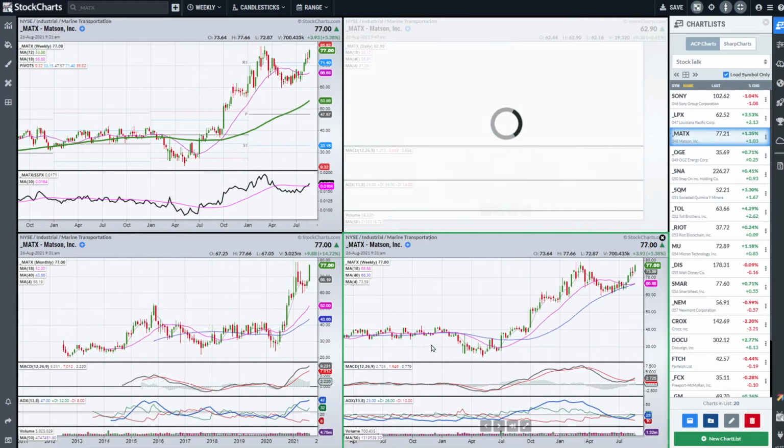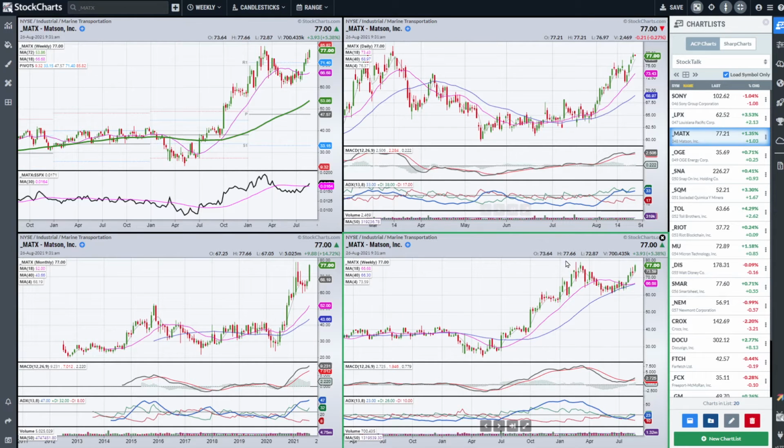MATX. And so this one actually went through the proper pullback where the moving averages came together before it got going. And despite the fact that this is separated away from the 18-month line, we've got really good momentum conditions in place, and it did correct for about 3 or 4 months. So I think this is in pretty good shape.